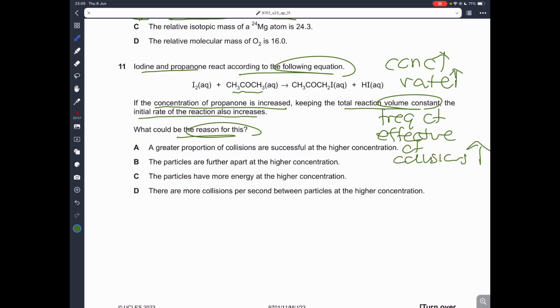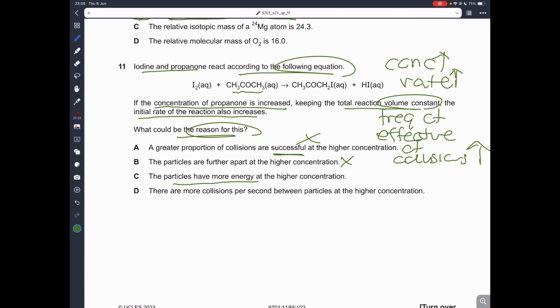Okay, so let's look at the statements. Statement A, a greater proportion of collisions are successful at higher concentration. Now this is wrong. We cannot say for sure that they will be successful because there's always a chance that some particles will be successful, some particles will not be successful. We can't say this. Okay, so B, the particles are farther apart at high concentration. No, the particles are very near to each other at high concentration.